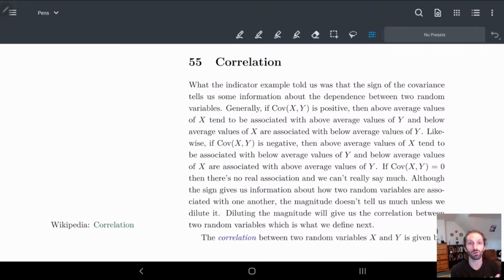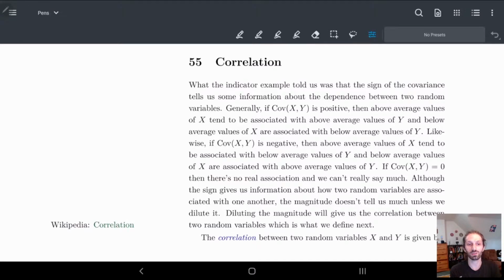For example, if we have x and y, two random variables, and the covariance between them is positive, then above average values of x tend to be associated with above average values of y. So they're associated with one another. And likewise, below averages of x are associated with below averages of y.